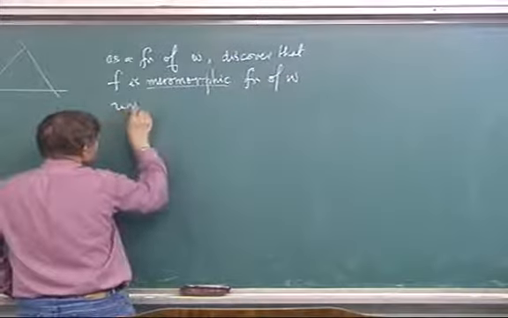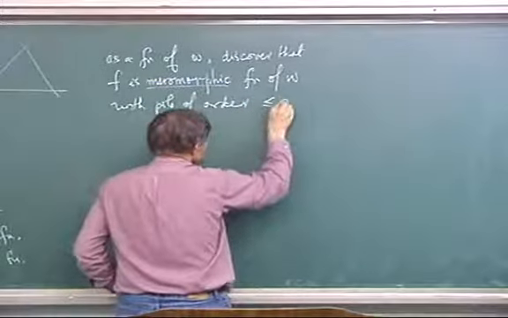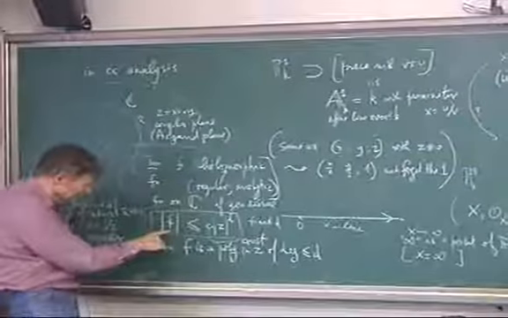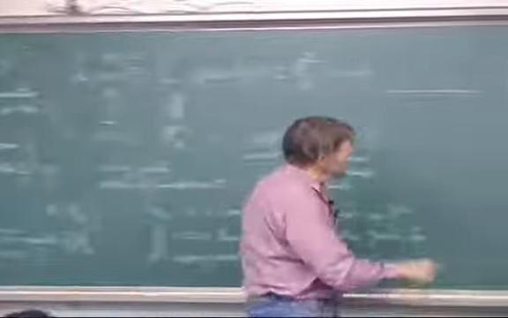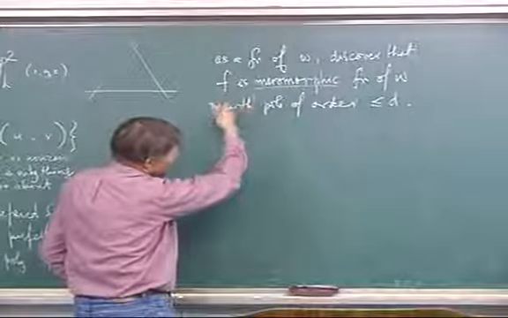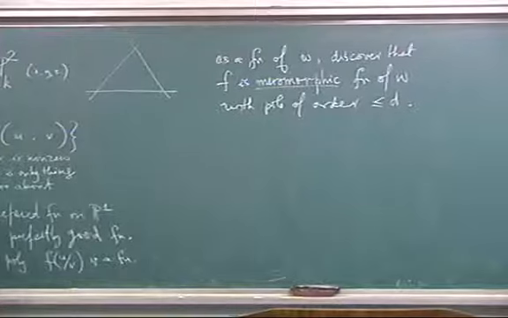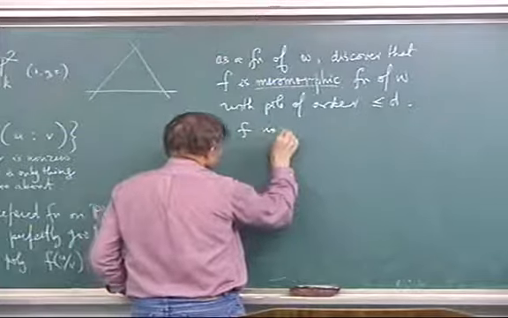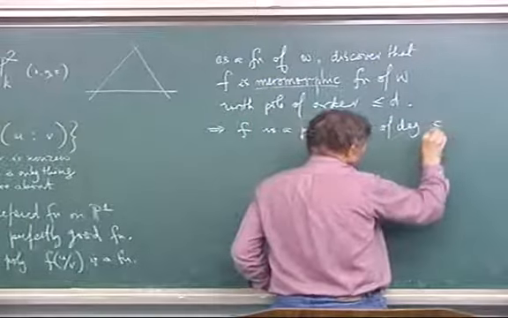with pole of order less than or equal to d. Okay, so I can translate this condition here, which is just saying the absolute value of growth of f is less than d. That translates into this condition that f has a Laurent series expansion with poles only going up to d. And this implies that f is polynomial in Z of degree less than or equal to d.